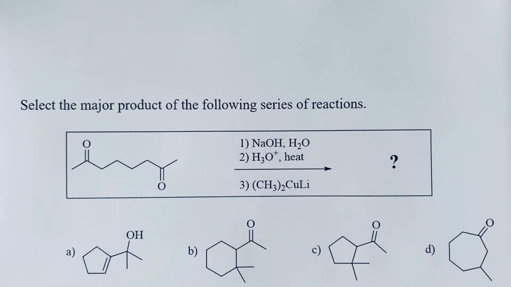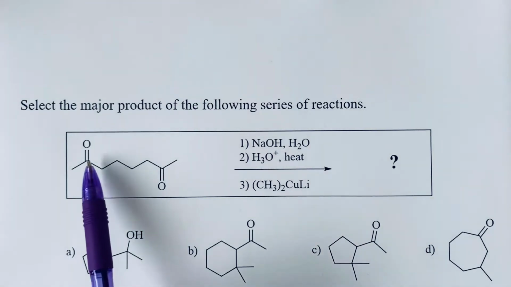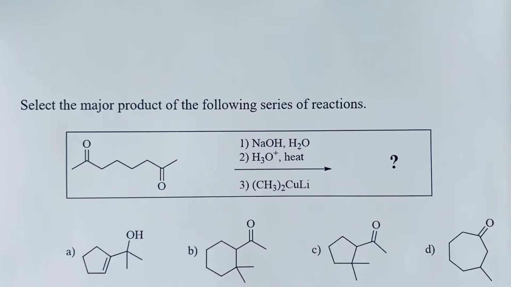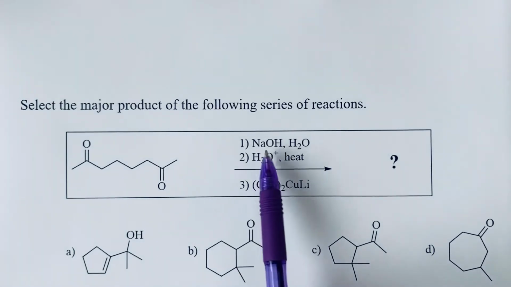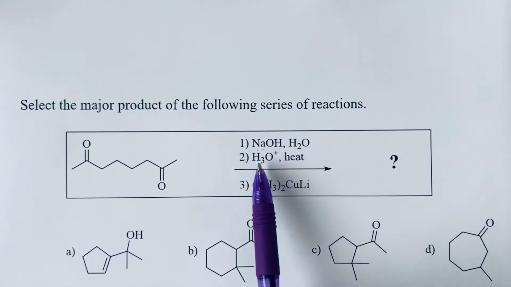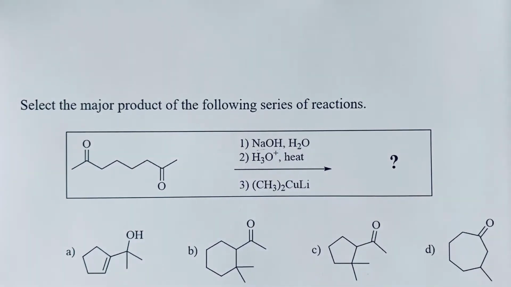Select the major product of the following series of reactions. So if we take a look at our starting material, we see we have a molecule that contains two ketones. So we should be thinking about the chemistry that goes along with ketones, particularly if we have two of them. And then we see our reaction conditions. We're treating this with aqueous sodium hydroxide followed by aqueous acid and heat.